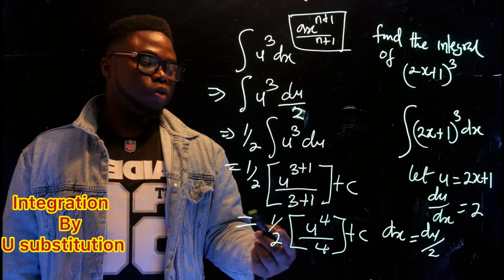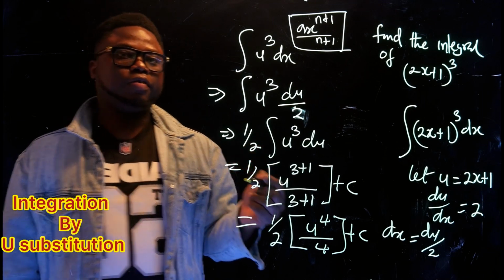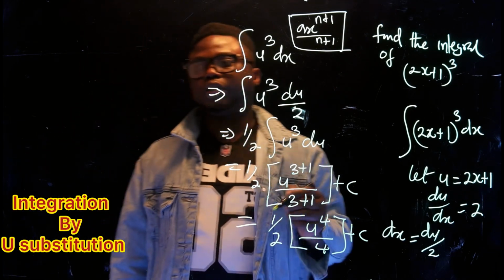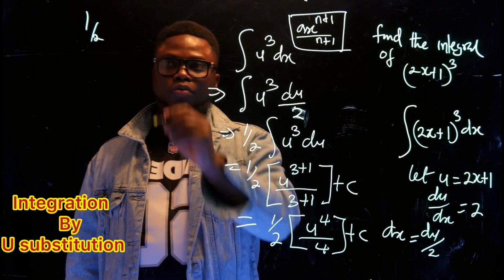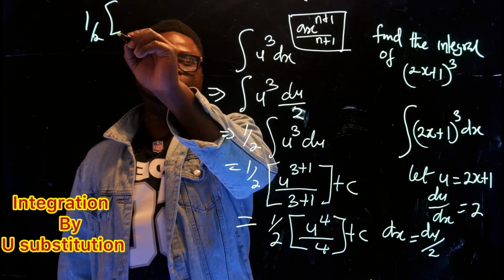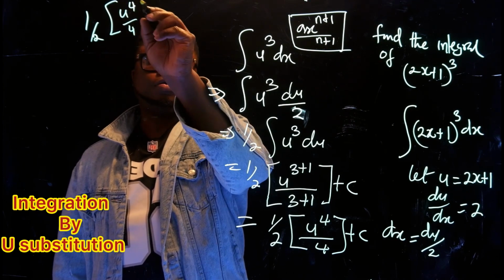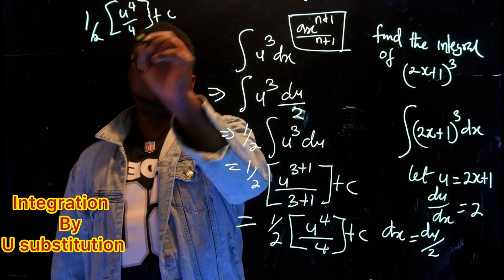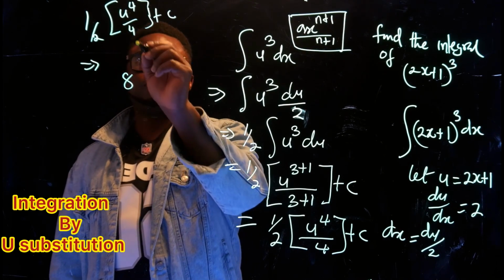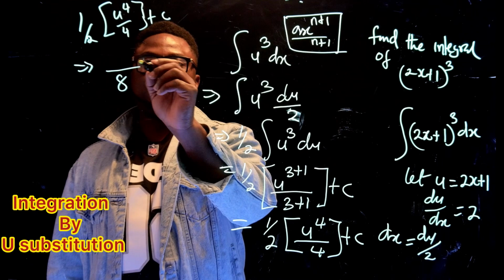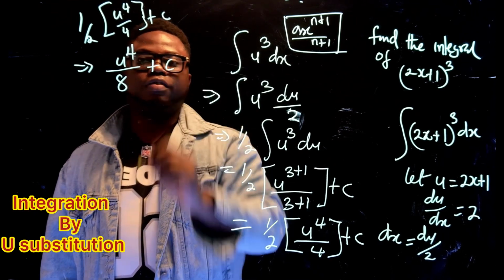So now what do I need to do? I need to clear the bracket with half. So I'm going to get 1 over 2 times this, u raised to the power of 4 over 4 plus c. So I'm going to get 2 times 4 is going to give me 8. I'll write 8. 1 times u raised to the power of 4 is going to give me u raised to the power of 4 plus integration constant.